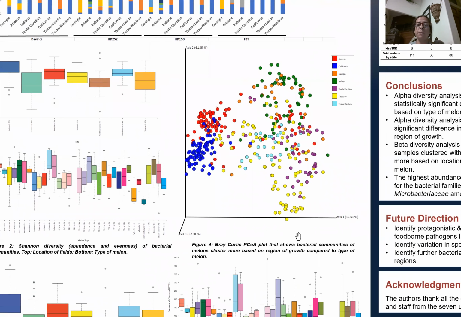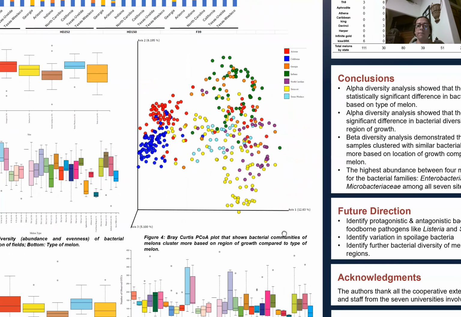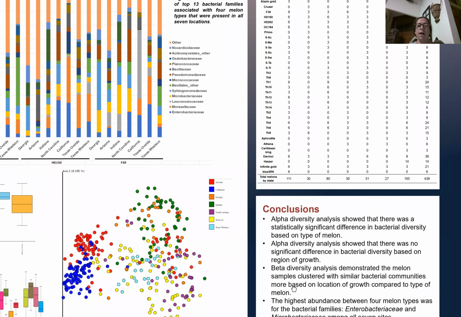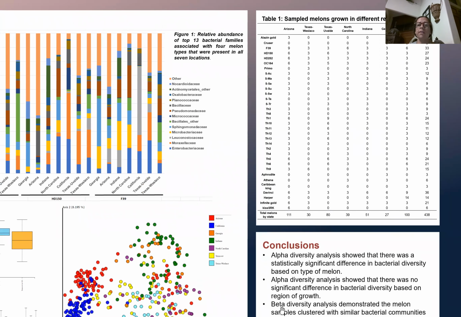In our figure 4, we have the Bray-Curtis PCoA, which is a beta diversity, and it shows clustering of bacterial communities by region. So Arizona being red and California being blue, and so on and so forth. For our tables, we're just showing the total number of melons sampled across the 7 states.